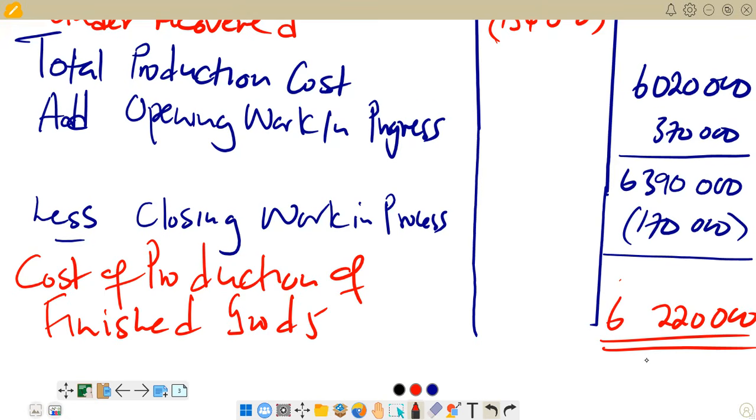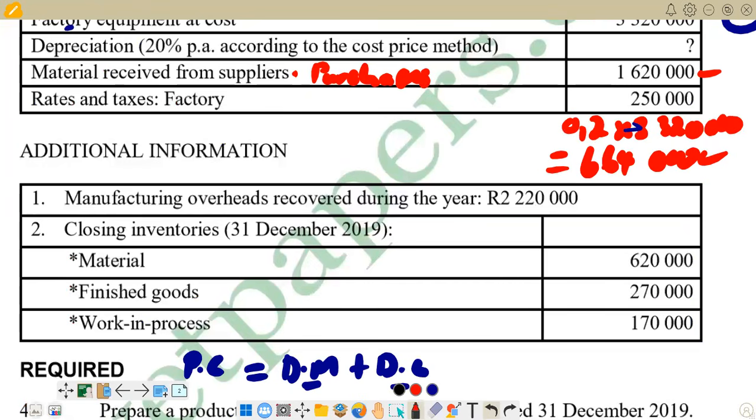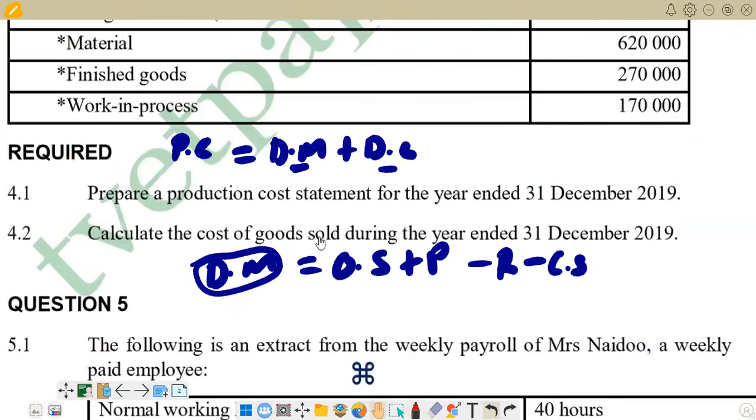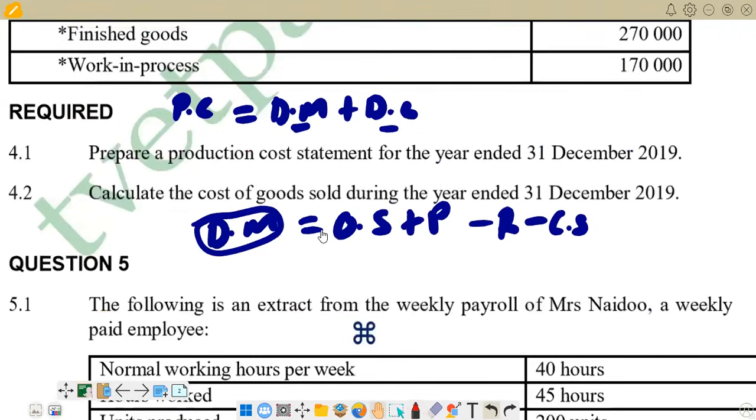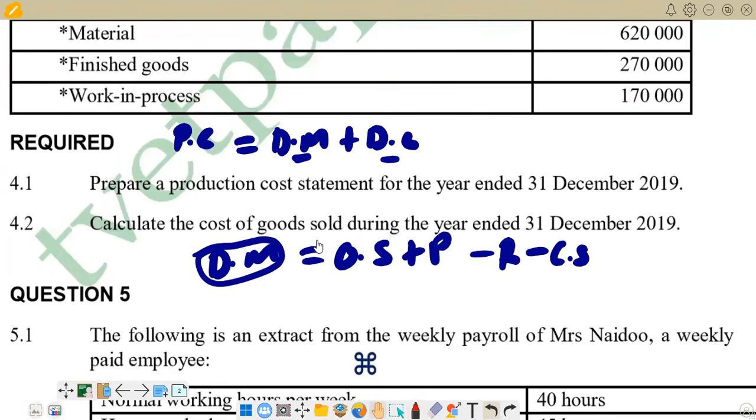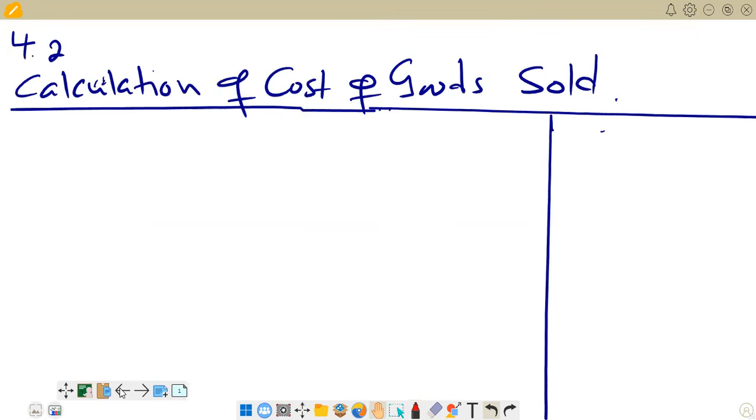So remember, this question has got two parts, so we can go back there and check the second part of that question. So the second part is saying calculate the cost of goods sold during the year ended 31 December 2019. And remember, when calculating cost of goods sold, we are going to use the format in the trading account. So this is the calculation of cost of goods sold format that we are going to use.